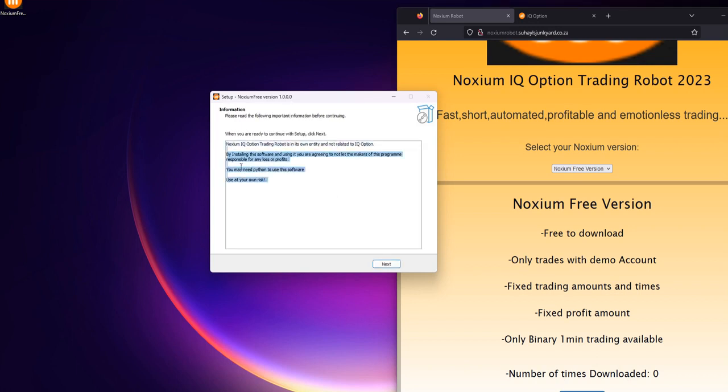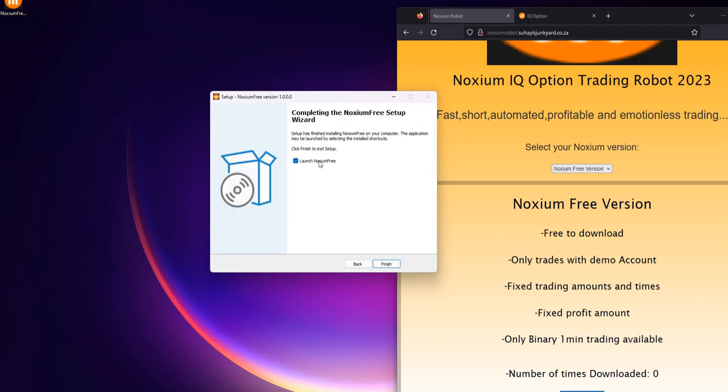This is the license that you have to agree upon. That it's not related to iqoption itself. It's its own entity. And by using this robot, you're not holding the makers of this program responsible for any loss of profits that you make. It's entirely up to you. And you may need Python to use the software. If the software does not work, you need to download Python and then run this program and use it at your own risk. Next.